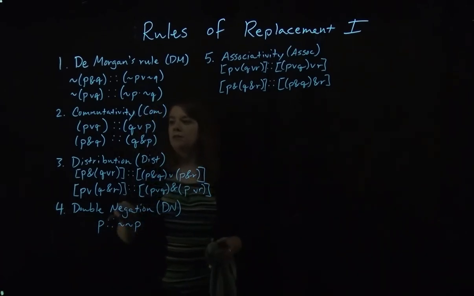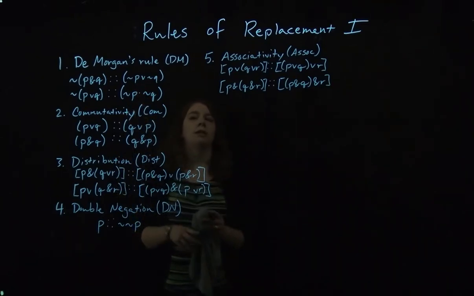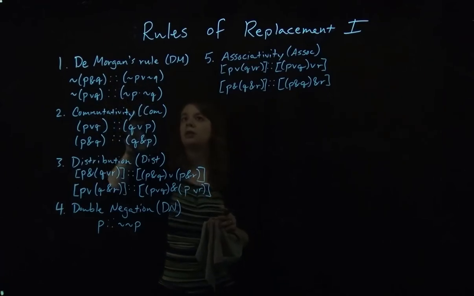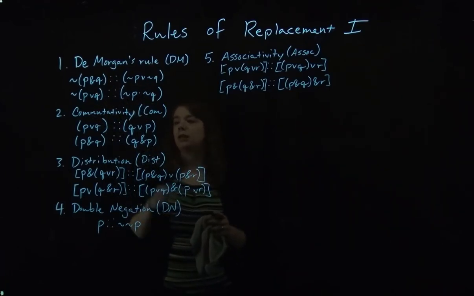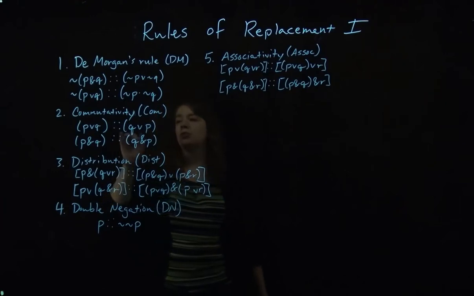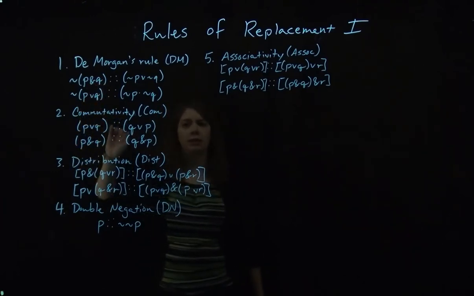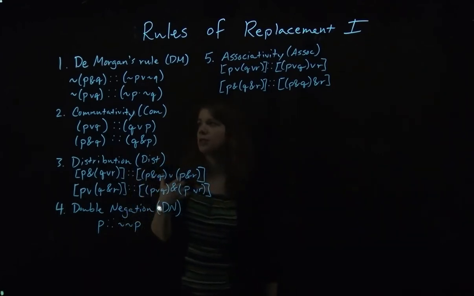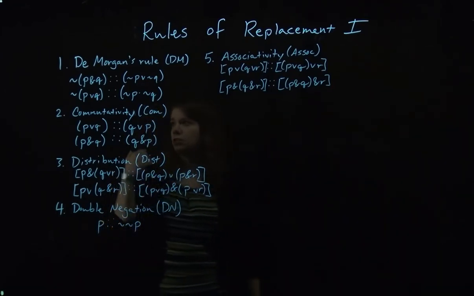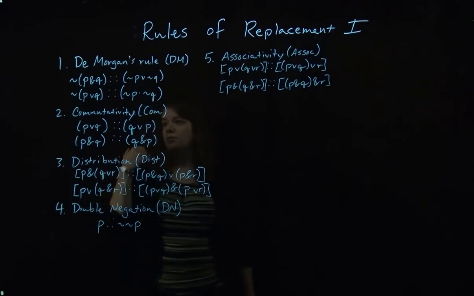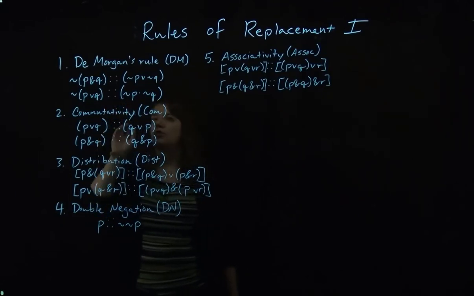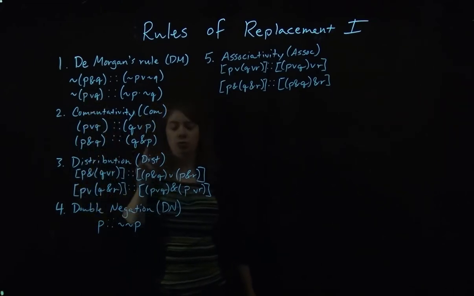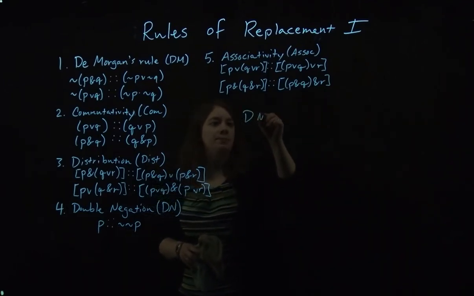So let's go over each of these first 5 rules of replacement here. The first one that your book discusses is De Morgan's rule, or DM. And the way that De Morgan's rule applies is to conjunctions and disjunctions. The best way to keep in mind how to do De Morgan's rule is that if you applied De Morgan's rule to a conjunction or disjunction, you will do 2 things.